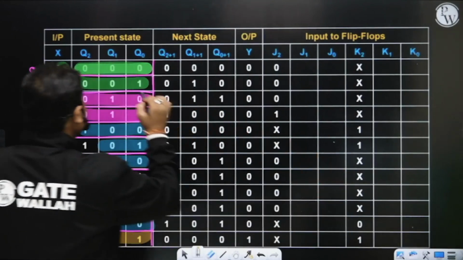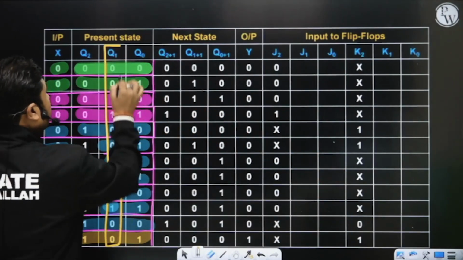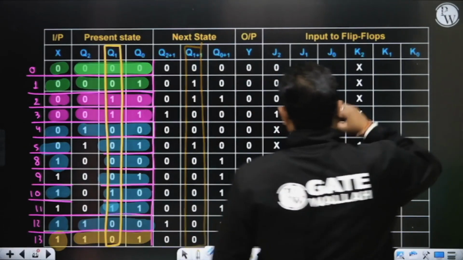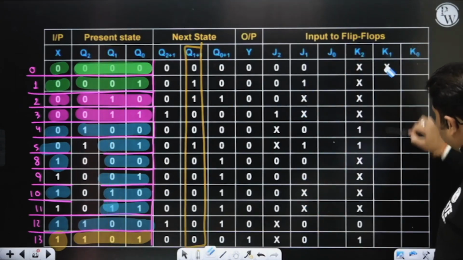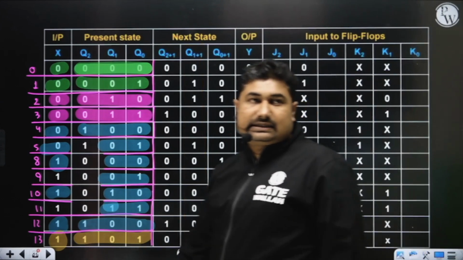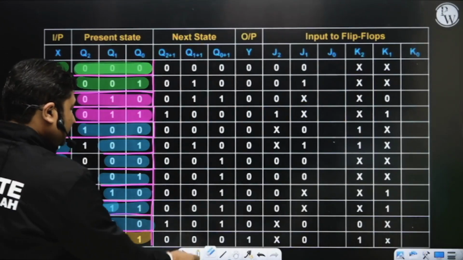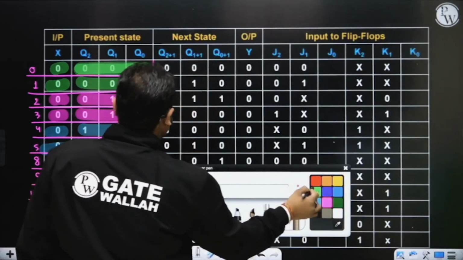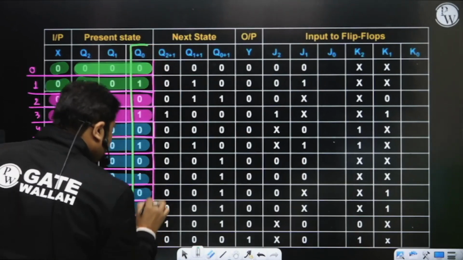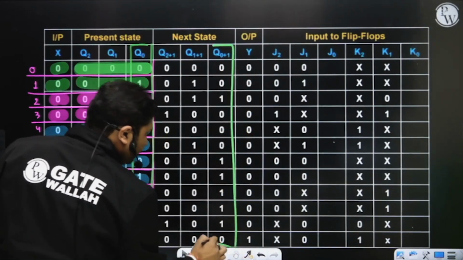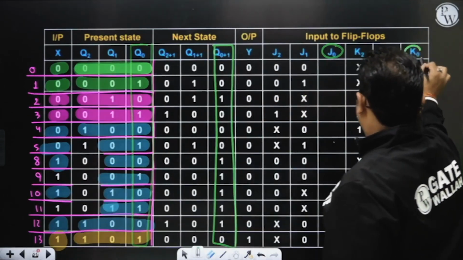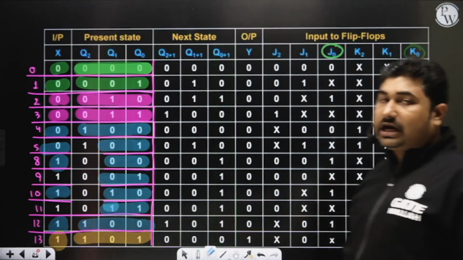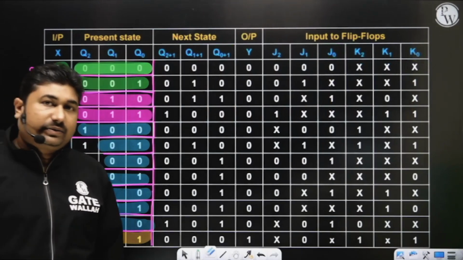From the excitation table, you need to observe Q1 and Q1 plus 1. Based upon Q1 and Q1 plus 1, you can write the excitation needed over J1 and K1. Similarly, observe Q0 and Q0 plus 1, and based upon those you can find the excitation needed over J0 and K0. So this is how we have to fill this table.